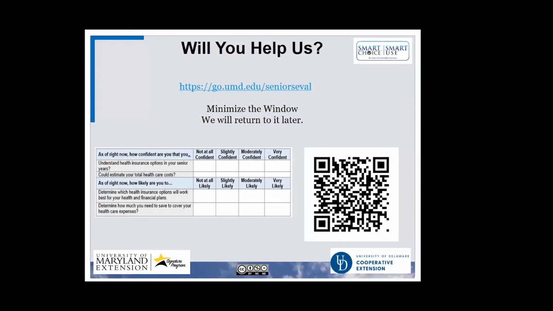We are going to present some information and give you some materials that are designed to help you know a little bit more about Medicare, how it's useful for you, and what are some things you need in order to plan for it.